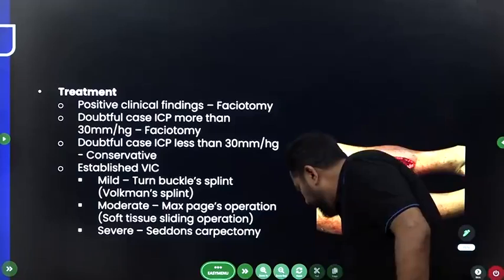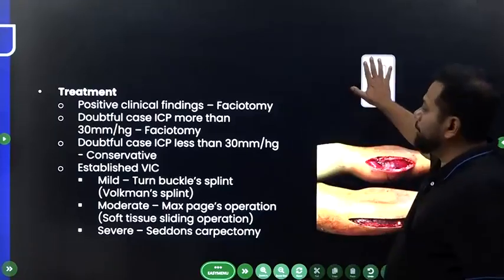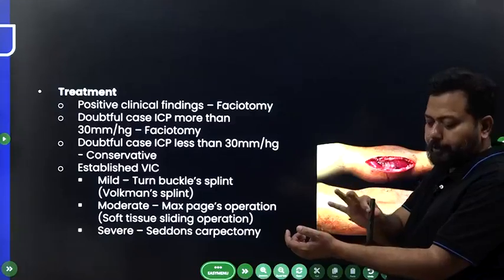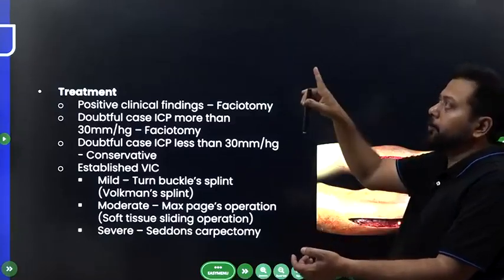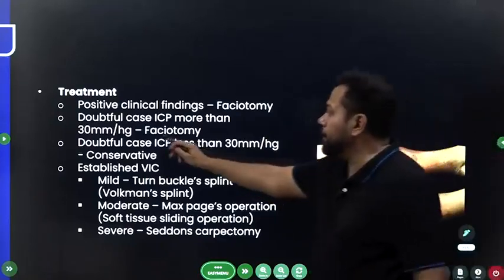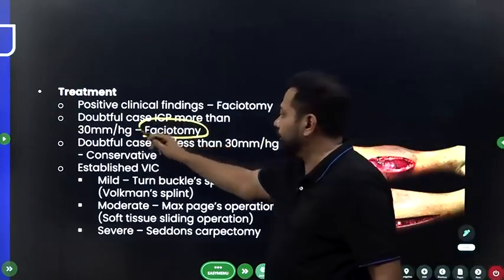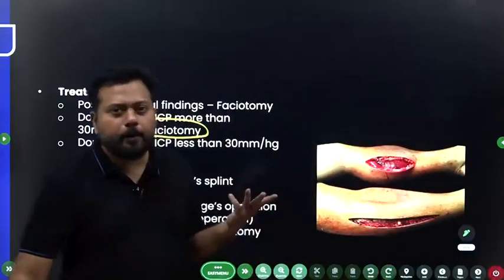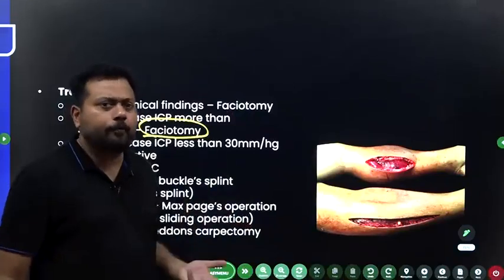What you can do is, you can confirm by measuring the pressure. There are special manometers available. When you put a catheter inside the deep fascia, connected to a manometer, it will show you. When the pressure is above 30, emergency fasciotomy is the treatment of choice. Emergency fasciotomy. So look at this diagram. Fasciotomy is not a heroic procedure, it's a house officer's procedure.